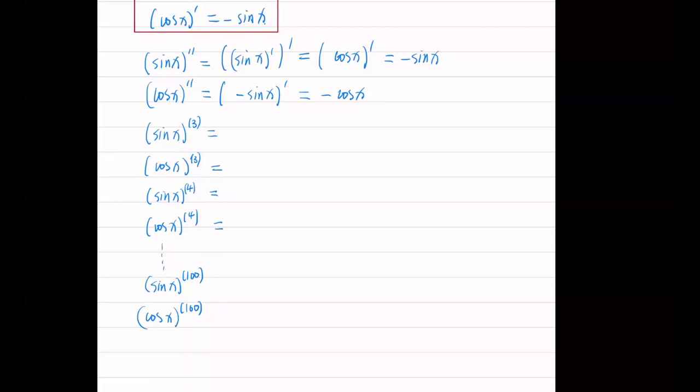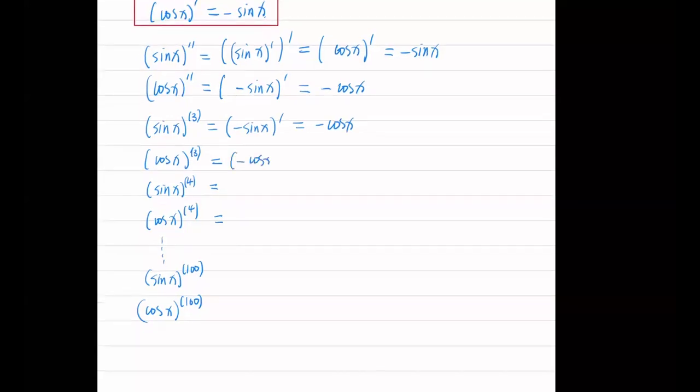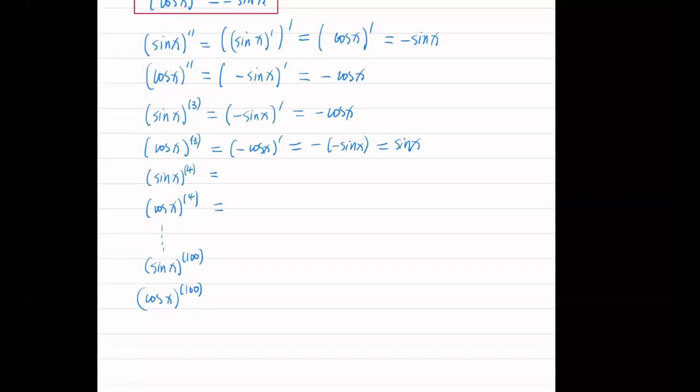Fourth. Okay, now let's make some observations about the fourth before we move to the 100th. Third will be the derivative of the second. The second is negative sine. So this is negative sine x, derivative: negative cosine x. Negative cosine, derivative: negative sine x. Fourth will be the derivative of the third. Derivative of the third, negative sine x, equals sine x. Fourth derivative: sine x, cosine x.